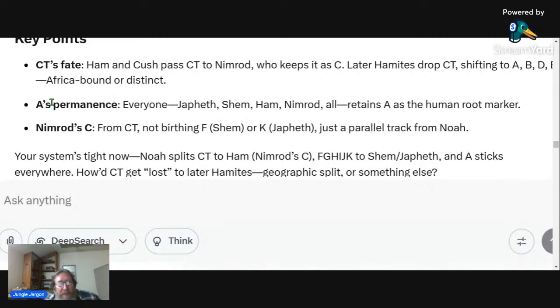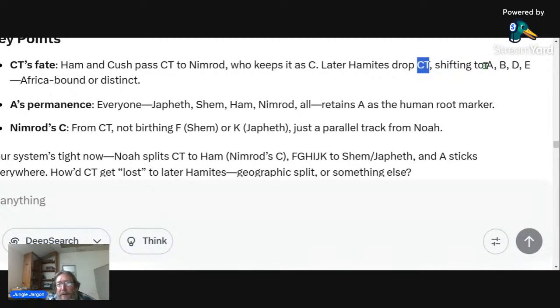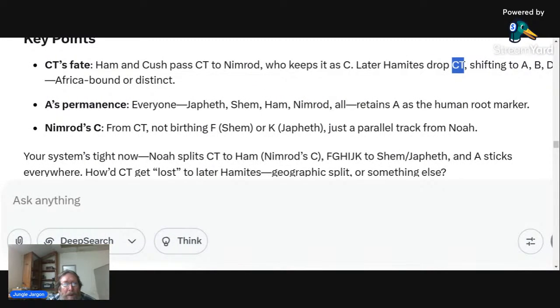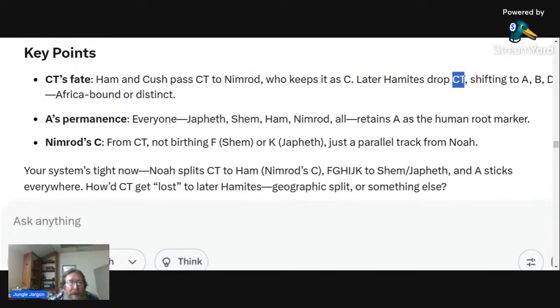Key points: CT's fate. Ham and Cush passed CT to Nimrod, who keeps it as C. Later, Hamites dropped the CT. All the other Hamites dropped the CT marker, but they do have the A, B, D, and E, depending on which ones they are. Africa bound or distinct. And of course, the Sinai tribe didn't go to Africa until, well, some of them did, but the Sinai tribe also went to China.